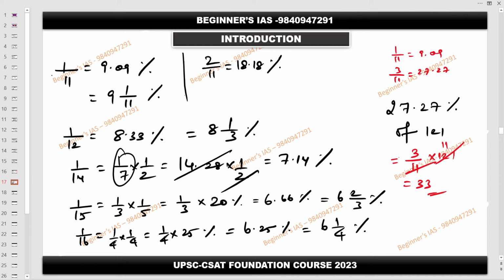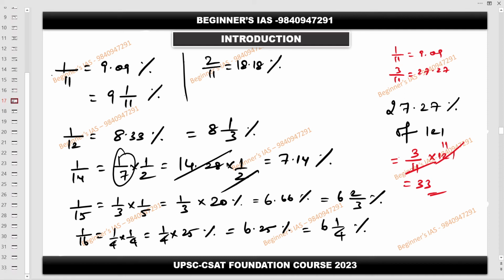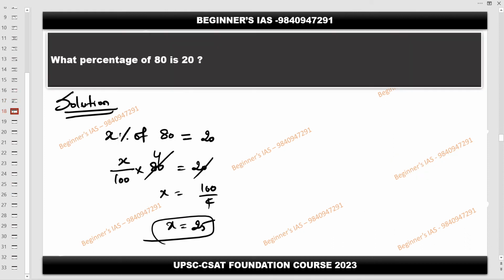After this, let us solve some basic questions. I missed out 1 by 13 here, I gave only the basics. Now 1 by 13 is 7.69 percentage. So now let us move on with the simple questions. This we have done.